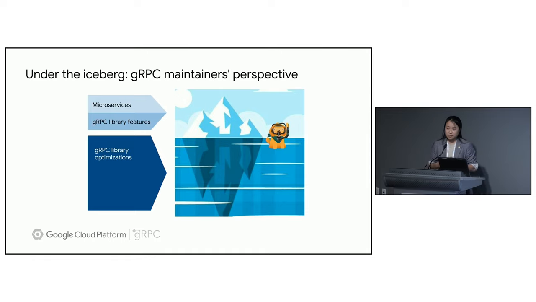So because of that, from the library maintainer's point of view, we can't really provide a definitive answer on how you should optimize your service, because that depends a lot on your particular situation. Instead, what we focus on as maintainers is that we strive to build an RPC library that's both feature-rich and performant for as many of those use cases out there as possible.